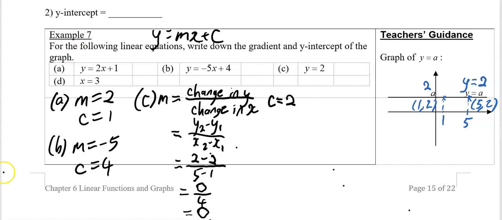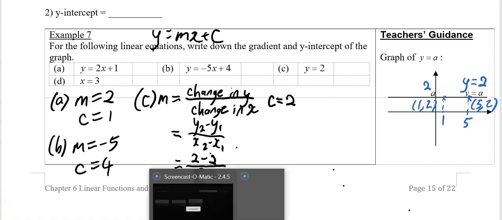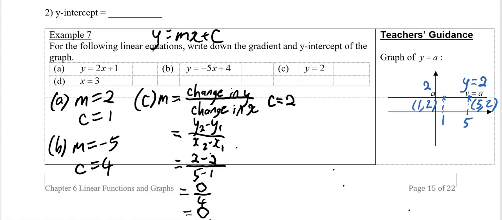Now, for part D, when I have this line x equal to 3, I'm going to just draw it out on the right hand side so that you'll have a clearer picture. So I'm going to draw it with a green line over here, where this is 3. Suppose I have 2 points over here, one over here and one over here. Let's say this is -2 and this is -4.